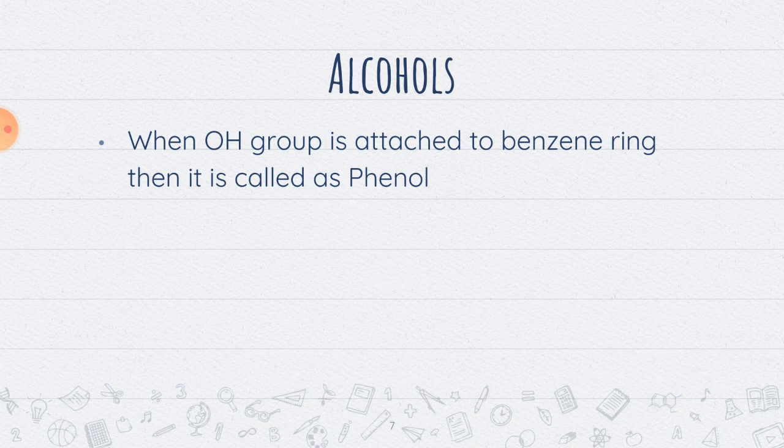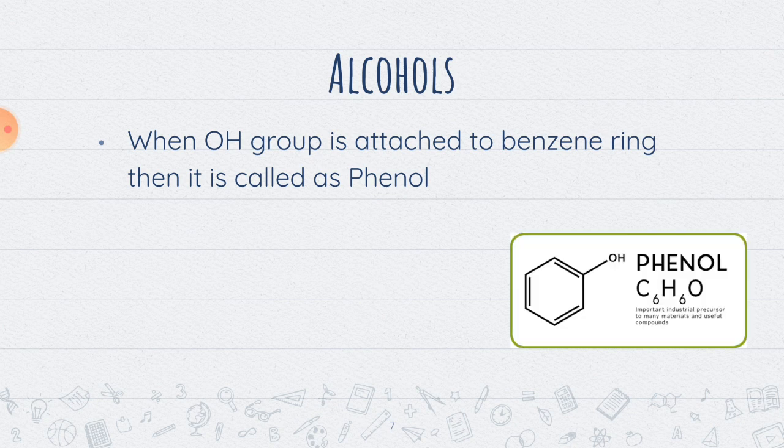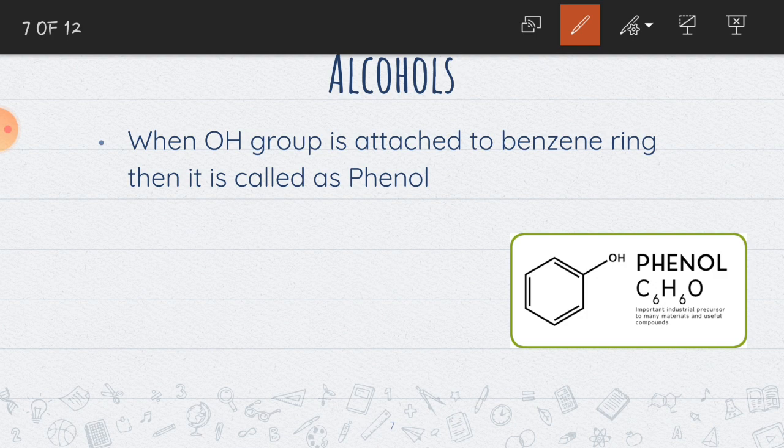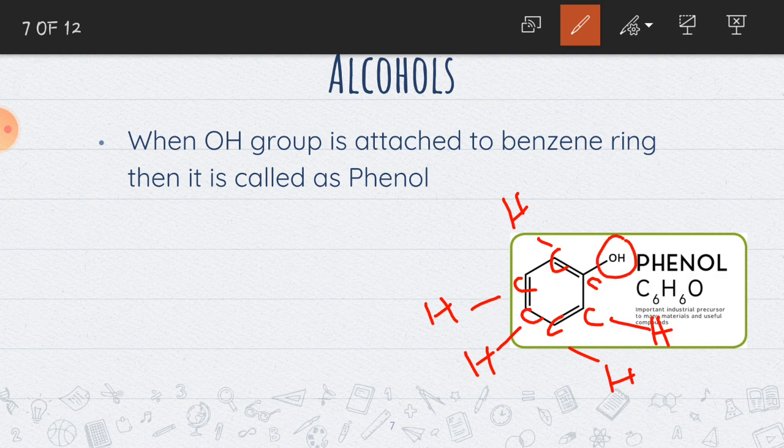When OH group is attached to a benzene ring, then it is called phenol. The structure for phenol is like this. Now you may see here that this is a benzene ring, and this ring contains carbon atoms. Each carbon is attached to a hydrogen atom. Now, when one of the hydrogen atoms gets substituted by OH group in a benzene ring, then that compound will be called phenol.